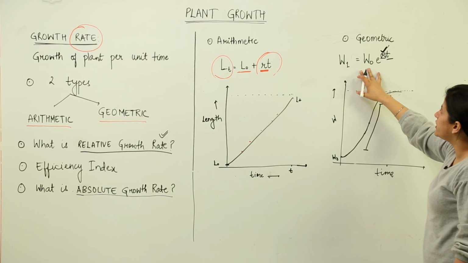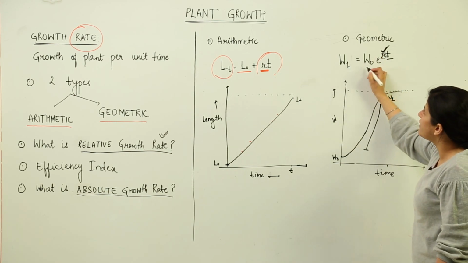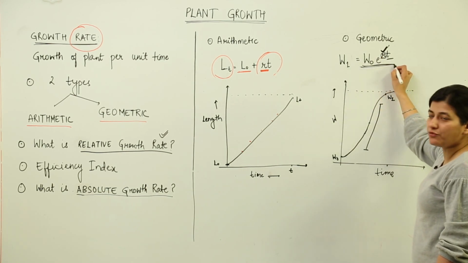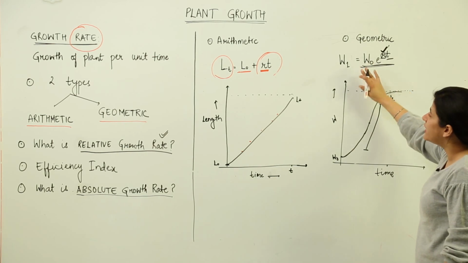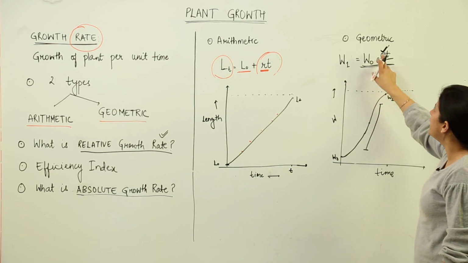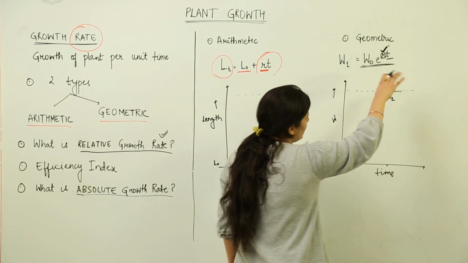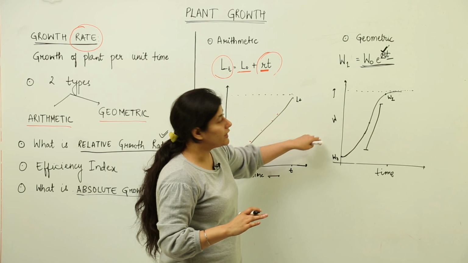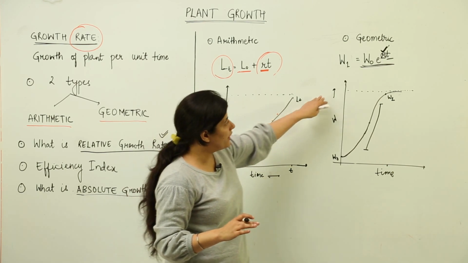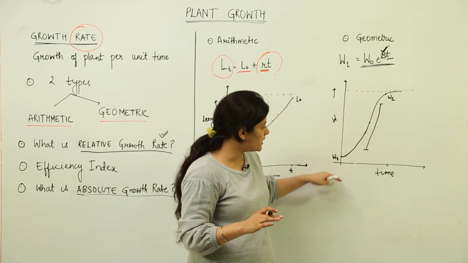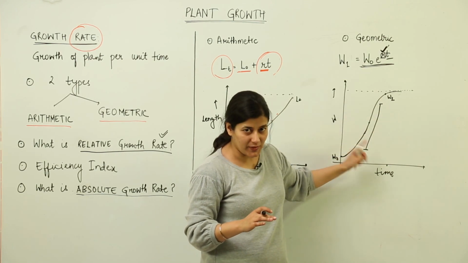So this is the equation of geometric growth, where we have W0, the beginning weight of the particular plant, multiplied by e to the power of R and t. As you know, it would be an equation of geometric growth. So we get the geometric growth rate in this case. Exponential growth is being observed.